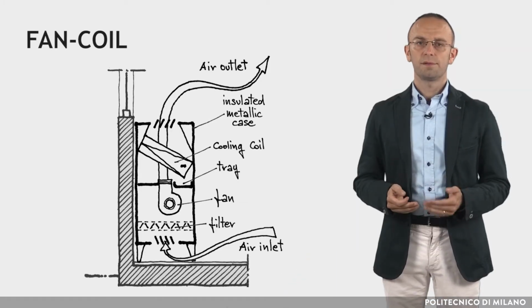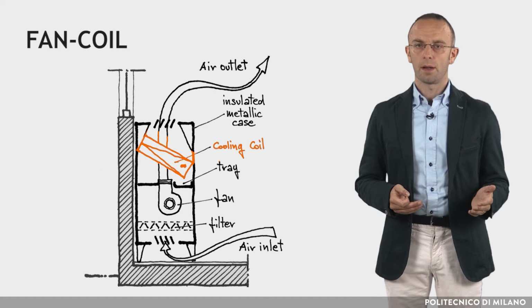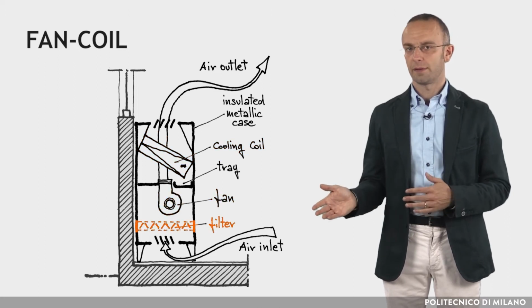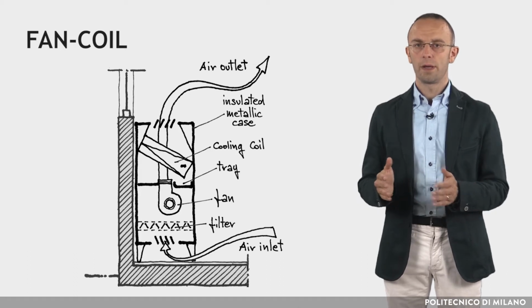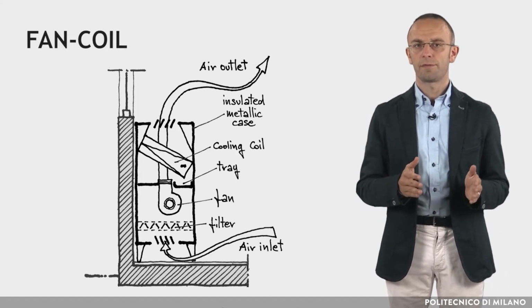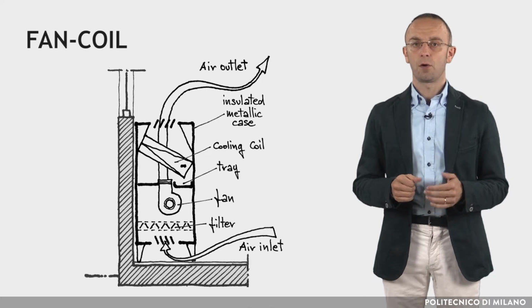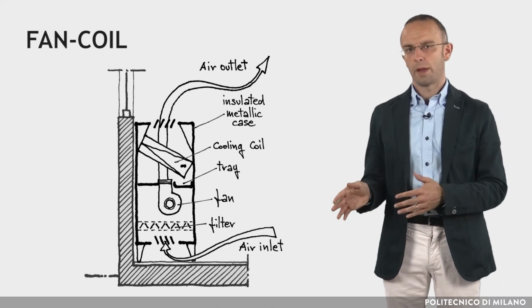The fan coil is a terminal unit with a cooling coil, a circulation fan and a filter. When hot and humid air circulates through the cooling coil, there is a condensation of the water vapor, which must be collected in a tray and drained away.